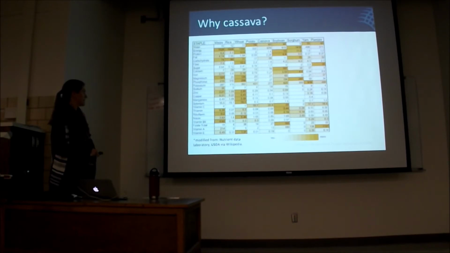Here's a heat map that I put together, where over here on the left, I've listed all of the different things that we like to find in our food: vitamins, minerals, proteins. Then each column is a different crop. We've got maize, rice, wheat, potato, cassava.